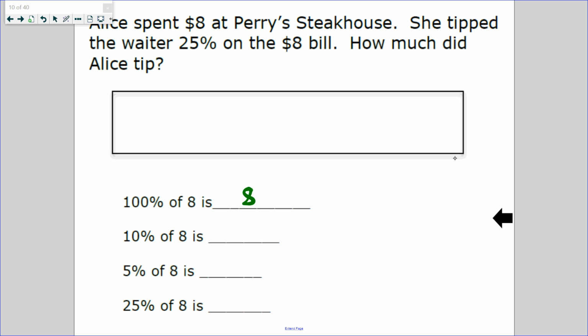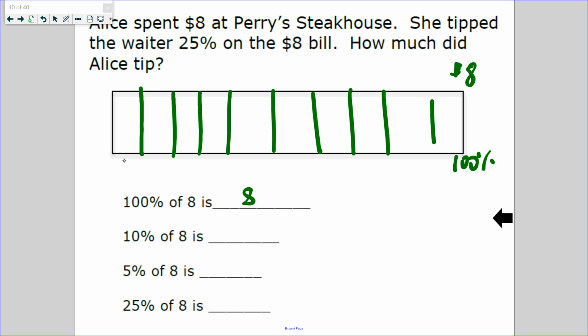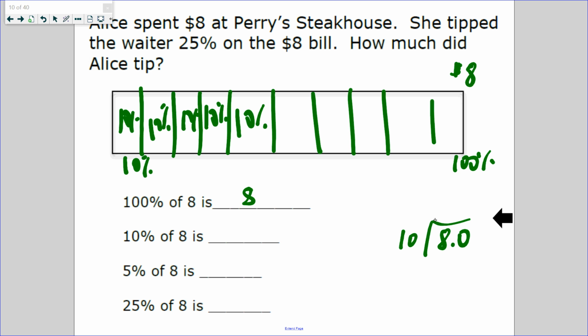What would 10% be? If this represents 100% and this represents $8, if I broke this into 10 equal parts, 1, 2, 3, 4, each one represents 10%, 10%, 10%, 10%, 10%. How many 10% goes into 100? 10 times. So we need to break it down by dividing by 10. What is 8 divided by 10? That is 80 cents.